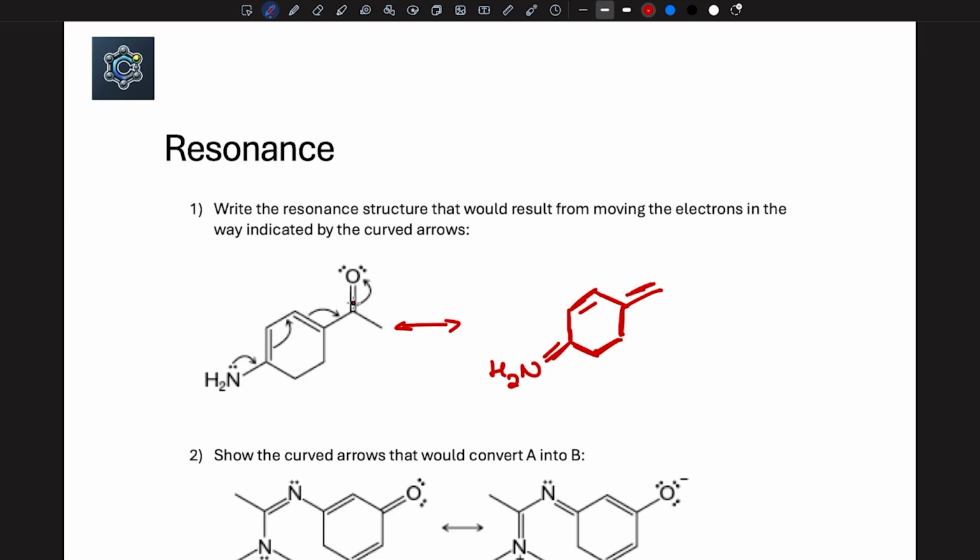From here, the double bond that holds that oxygen is going to move up into what is clearly a lone pair. And so we're going to show an extra lone pair, and then we're going to finish off with that bond.